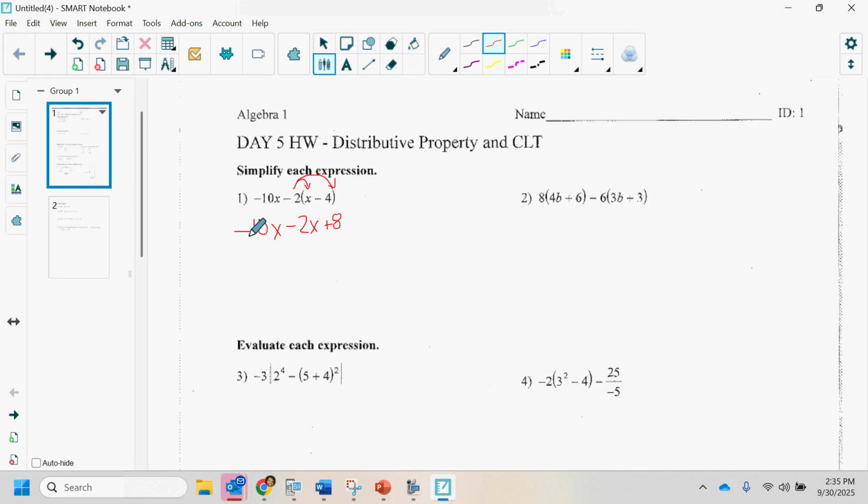Now we're not done yet because we need to put everything that's the same together, right? So you can see here how we have this -10x and this -2x. And so when you combine those together, we have -10x minus 2x, which is -12x plus 8. And that is our final answer.